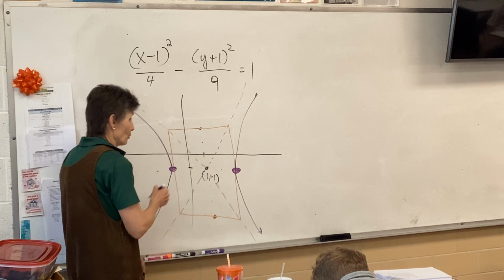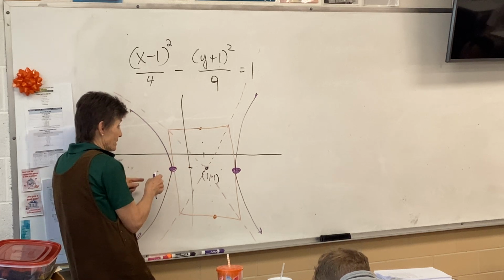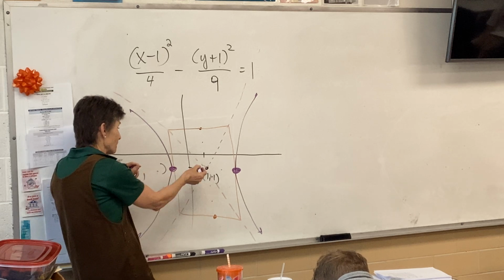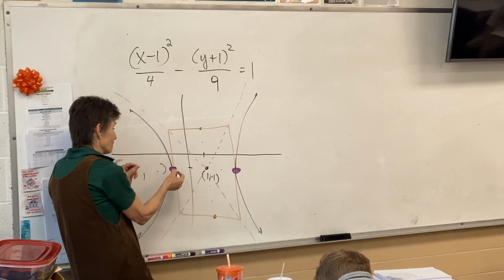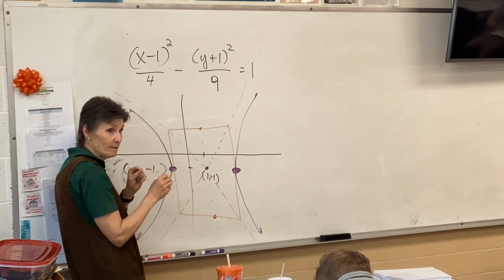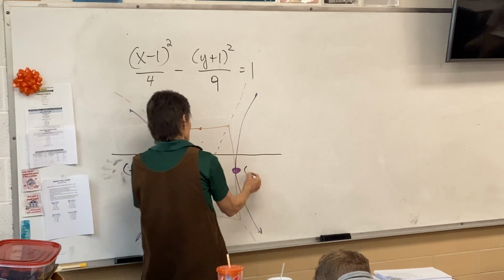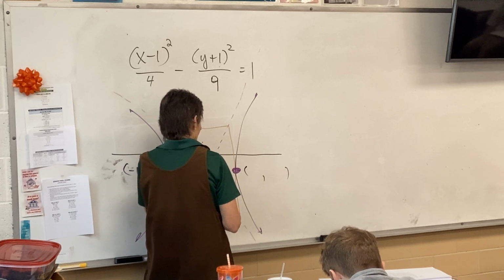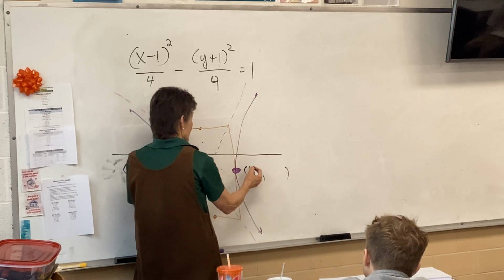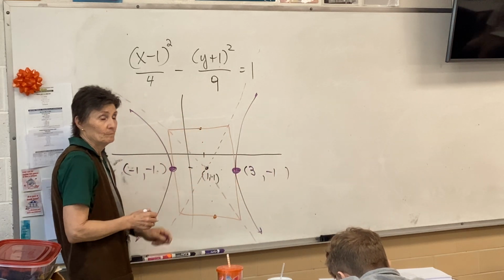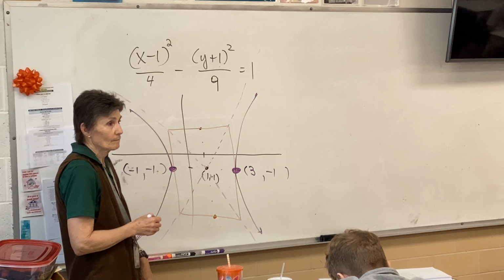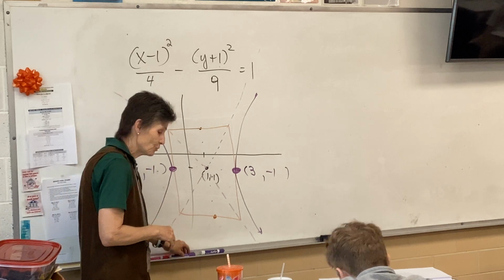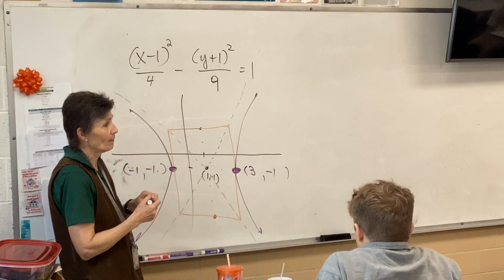Now, you need to figure out what those 2 points are. So look at your graph, you have graph paper. What are the coordinates of this purple point right here? Negative 1, negative 1. And this one is 3, negative 1. You count it over. Use your grid to help you figure that out.